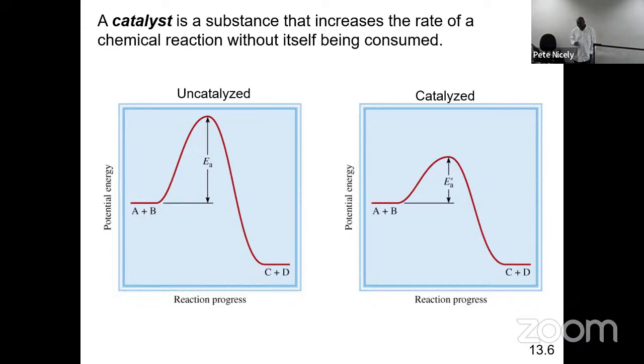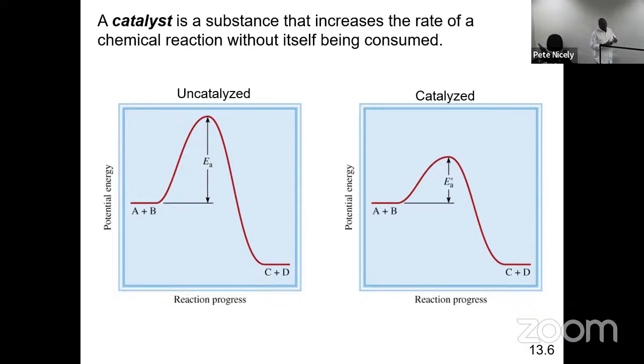And you'll notice that the difference between them is the value of EA changes, right? In the case of the uncatalyzed reaction, the activation energy is higher compared to that of the catalyzed reaction. So what does that mean? That means that if the activation energy is lowered for the catalyzed reaction, everything else being the same, temperature, pressure, whatever, then more molecules will have at least the value represented by the activation energy for the catalyzed reaction, and therefore more effective collisions will occur, and therefore the reaction rate would increase, right?